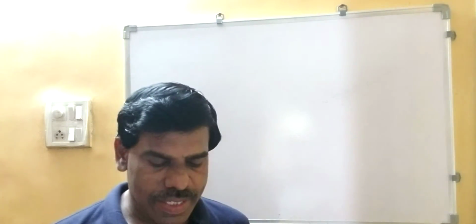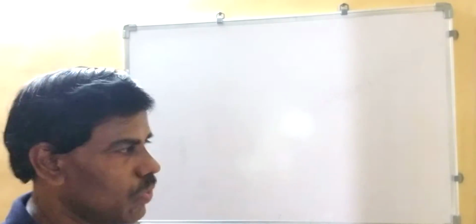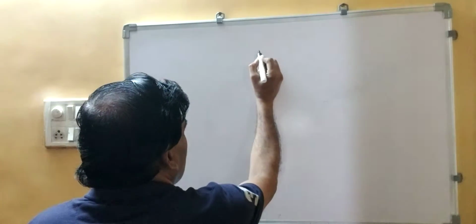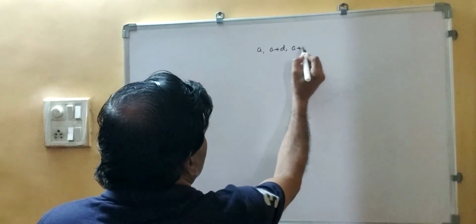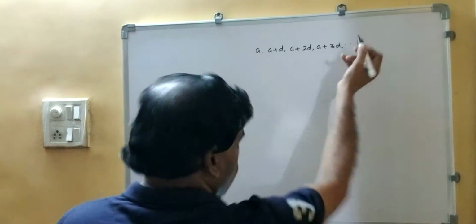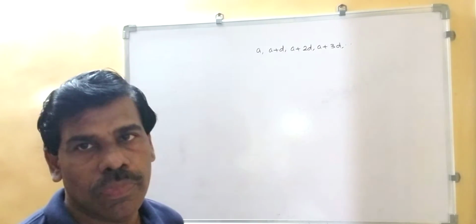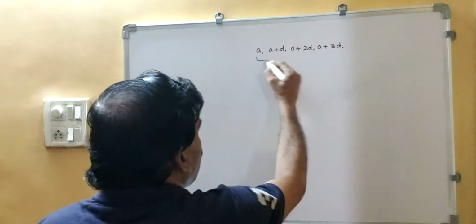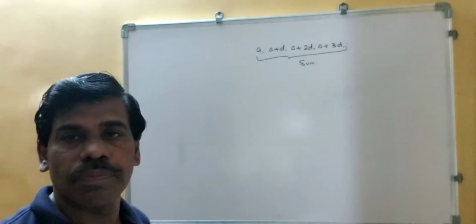Students, today we will see the sum of first n terms of the AP. Suppose our AP is like this: a, a plus d, a plus 2d, a plus 3d, etc. These are the sequence of AP. Now, how to find out the sum of all these terms?